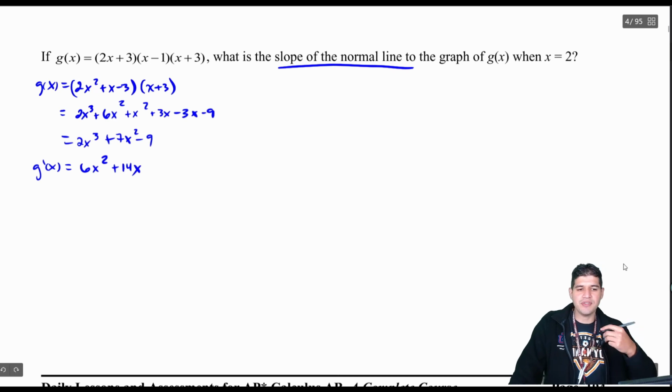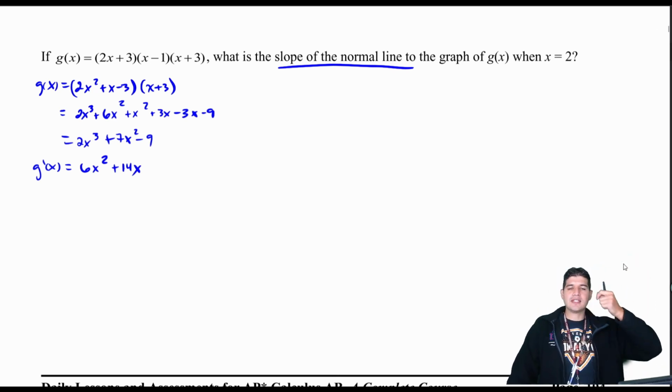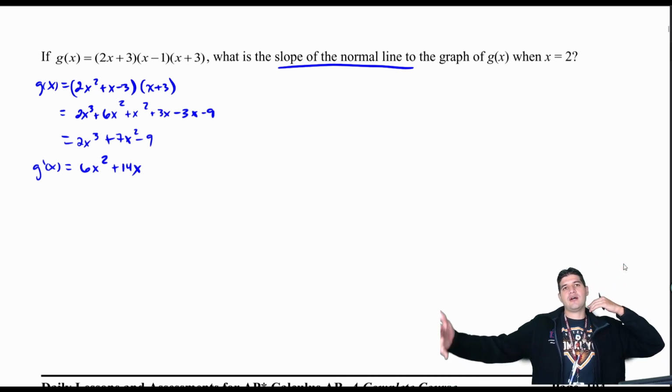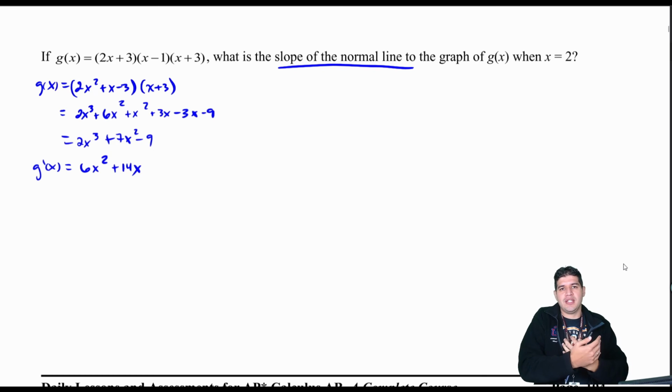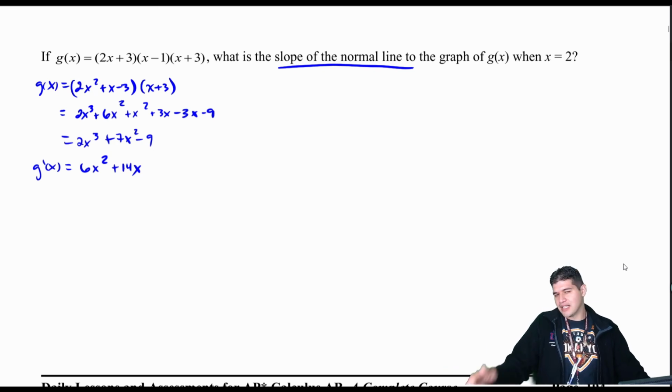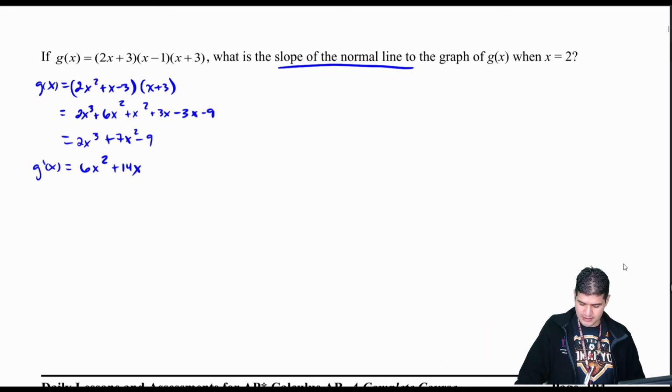And even though it's like 4 steps of work, it's going to be so much faster than doing multiple product rules. And then you're going to end up distributing like 12 times in the end. This time it was very fast.